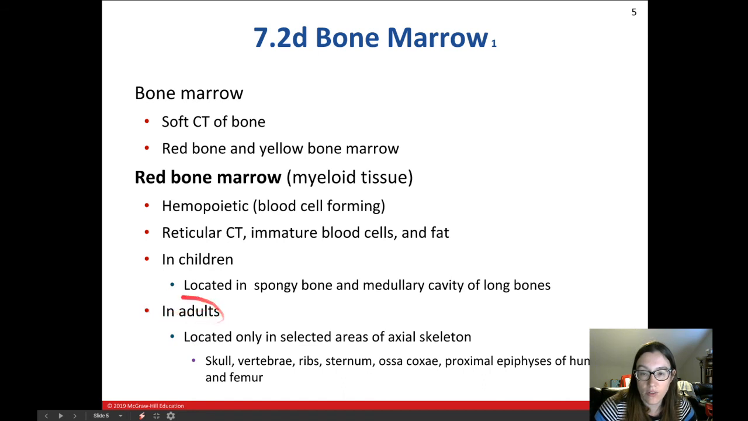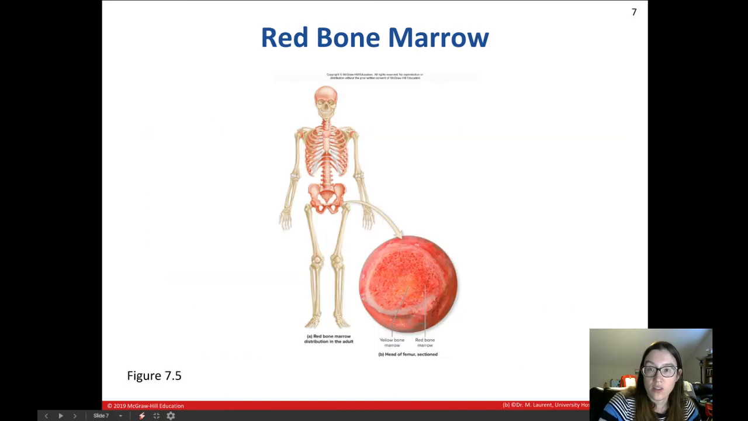So in adults, our red bone marrow is going to be found within the flat bones in the skull, within the irregular bones of the vertebrae, within parts of the rib and the sternum, so these are the axial parts, the os coxae, which is the individual pelvic bones, and then the proximal epiphysis, so the top part of your humerus as well as your femur. And so here is a picture of everything here in red. This is where adults have red bone marrow. So within the vertebrae, the axial skeleton here, the pelvis, as well as the proximal epiphysis of the humerus, as well as the proximal epiphysis of the femur.